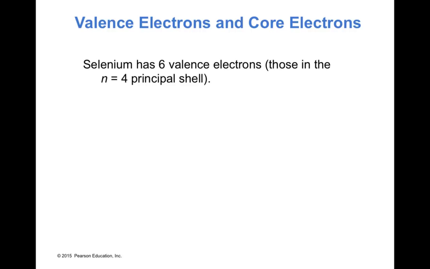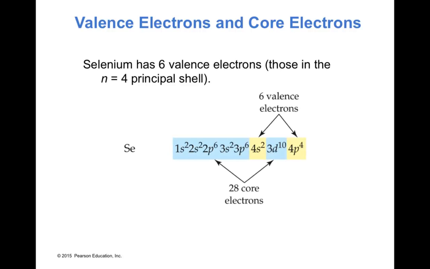Selenium, another example here, has 6 valence electrons. Remember that the valence electrons are the ones that are in the outermost shell. So even though in the order we write first the 4s2 and the 3d10, remember that these are not the only electrons in the principal number 4. We also have 2 electrons here, so that means that we have a total of 6 valence electrons, even though we fill the 4s first, before the 3d10.